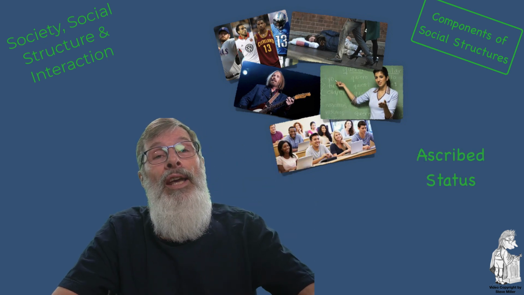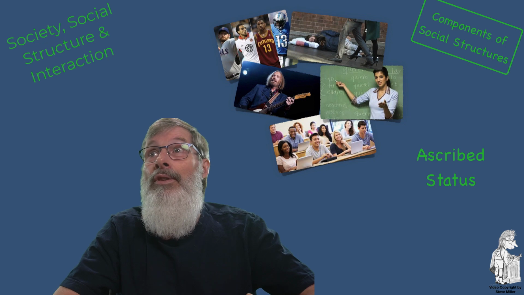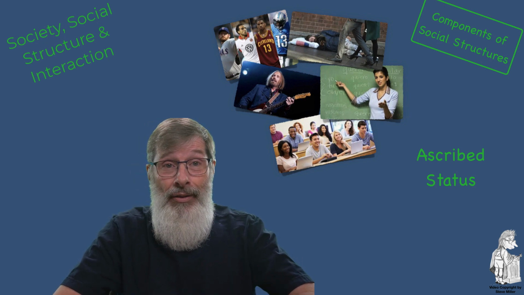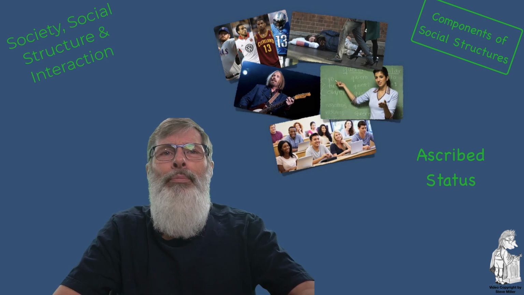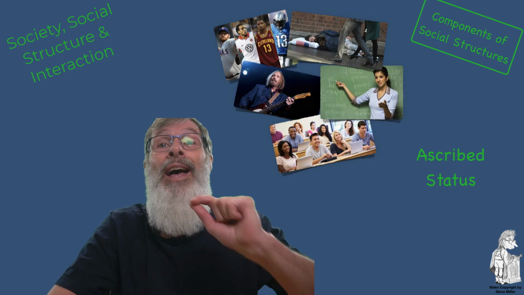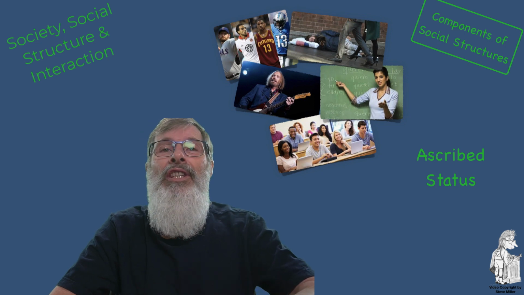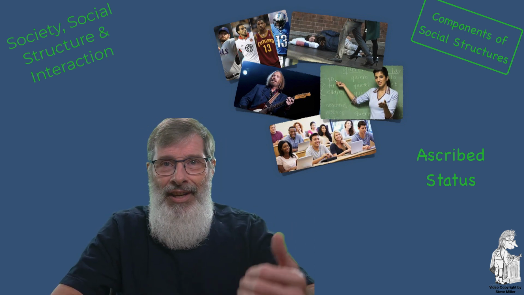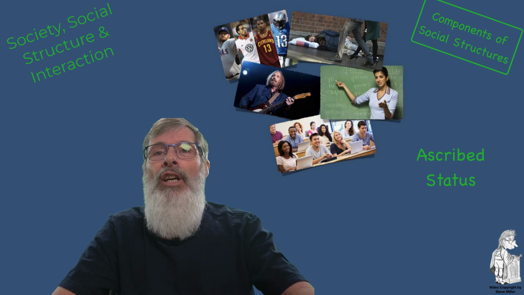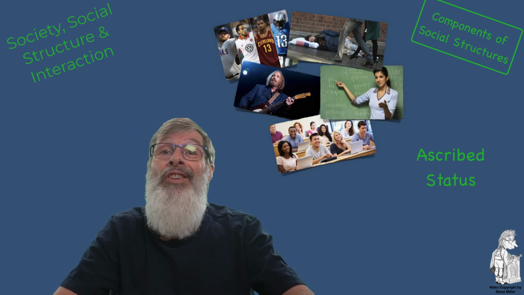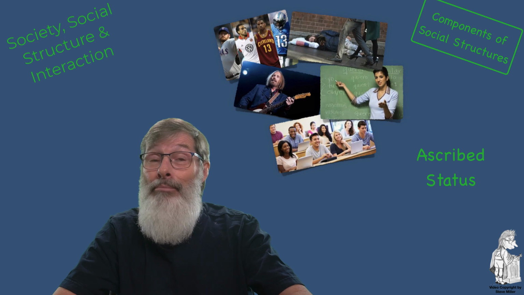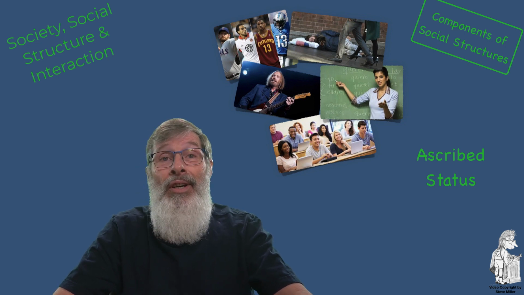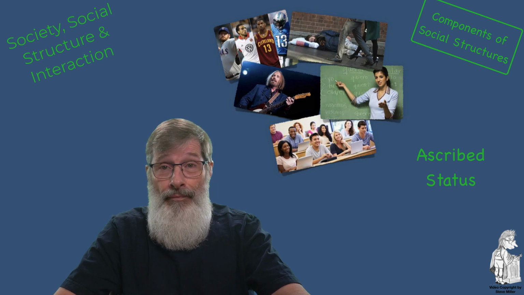Now, there's two major subcategories of statuses. There's the ascribed status. Ascribed status is a social position conferred on a person at birth or received involuntarily later in life. Marie, for example, is a female born to a French-Canadian set of parents. She was assigned these statuses at birth. She didn't choose them, but they were associated with her at birth.